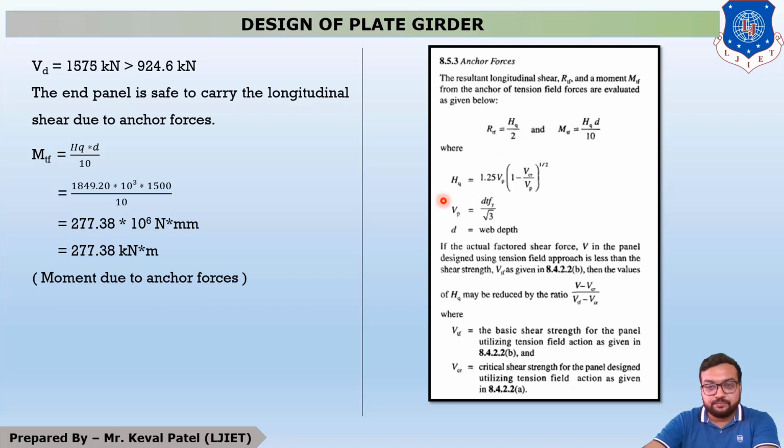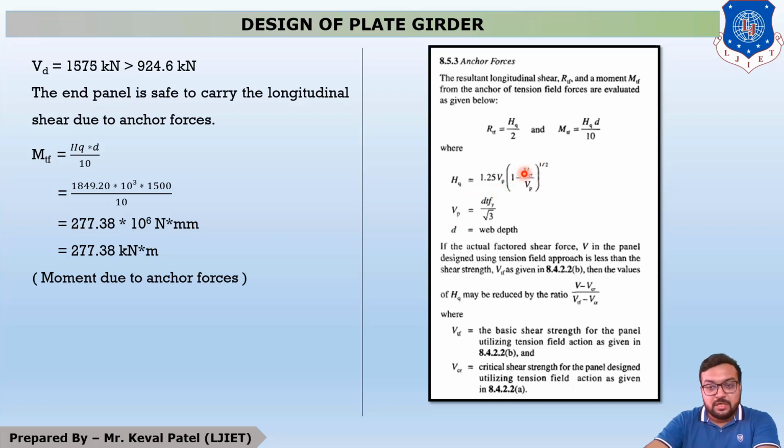Now what is HQ? You can see that HQ means 1.25 into VP. Now what is VP? 1.25 is constant. VP is given in the equation just below. It is d into t into Fy by root 3, in which our value of small d is 1500, our value of t is 8 mm, and our value of Fy is 250 divided by root 3. So we will get our answer of Vp, and we have to put it into this equation.